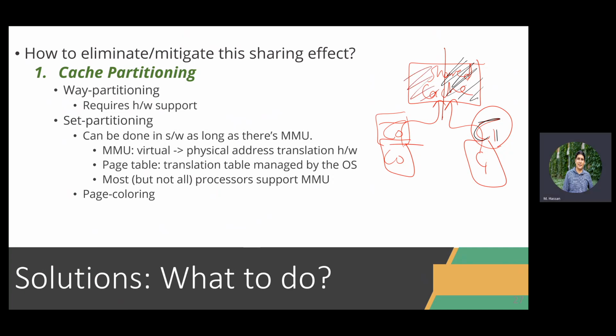How does this solve the problem? Well, it's no longer a shared resource, right? So any request that is coming from task zero will not be able to go to the task one partition, and hence it will not be able to evict task one accesses, right? So you basically partition the resource such that there is no competition on accessing that resource. Does it make sense? So cache partitioning is in fact very common in modern embedded systems.